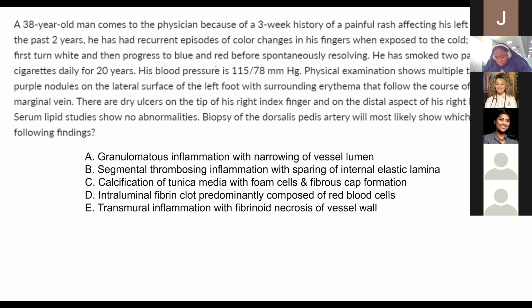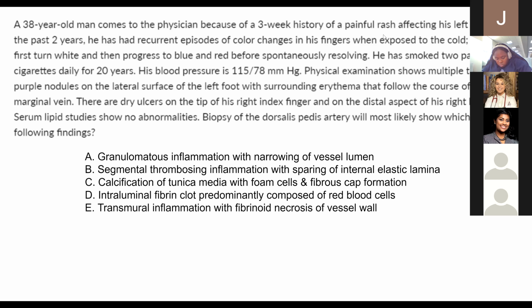Remember when I brought up the whole ulceration of the digits, the auto amputation, that this is sort of what they're trying to lean at without specifically saying it. So it's a painful rash affecting his left foot. Physical exam shows purple nodules. Again, that's the superficial thrombophlebitis. I can't say that word, but it was in my lecture notes and it's in your lecture slides. And then they go along the course of the lateral marginal vein. So any nodules that go along a vein, that's superficial thrombophlebitis. That's also another association with Buerger's.